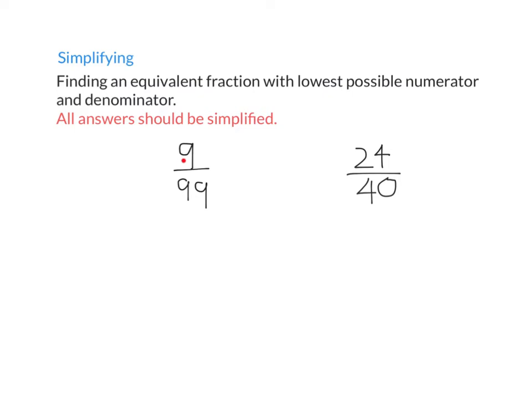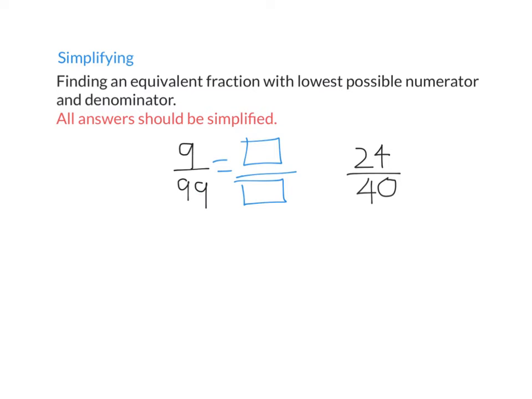So let's look at the number 9 over 99. I'm going to simplify that. What I'm going to do is find a fraction, something over something, that has the same value as this, but this number's lower than 9, this number's lower than 99. So how do we do that?